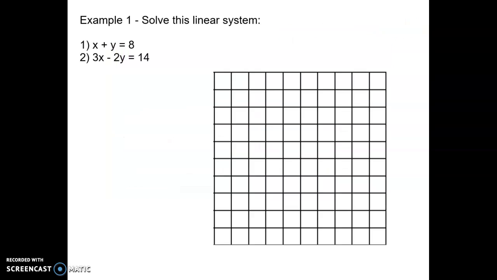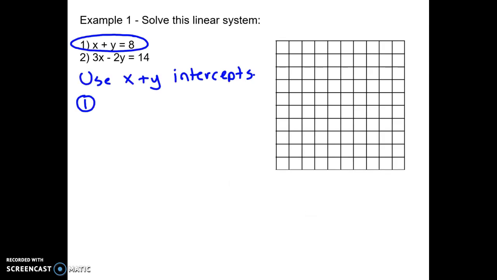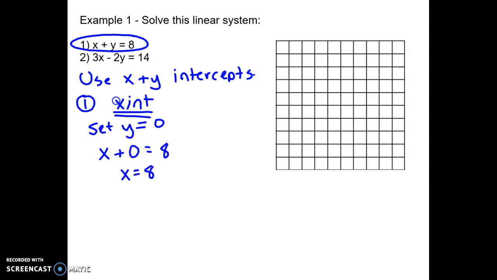Let's try actually graphing one on our own here. It says solve the linear system. To do this, we're going to use x and y intercepts. For the first equation, we're going to find the x-intercept. Remember, to find an x-intercept, you set the y value equal to 0, because on an x-axis, all the y values are 0. So if I put a 0 in for y, I get x plus 0 equals 8, which means x equals 8. That's my x-intercept.